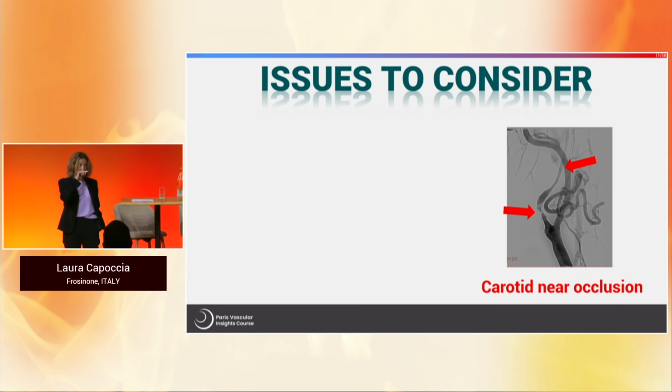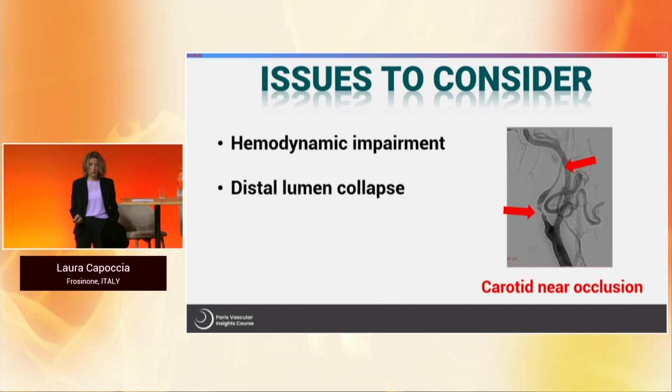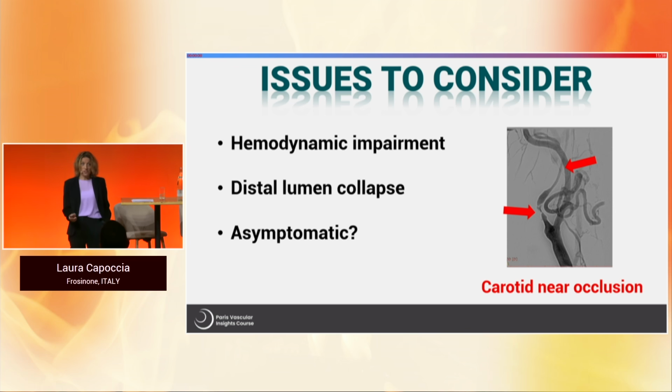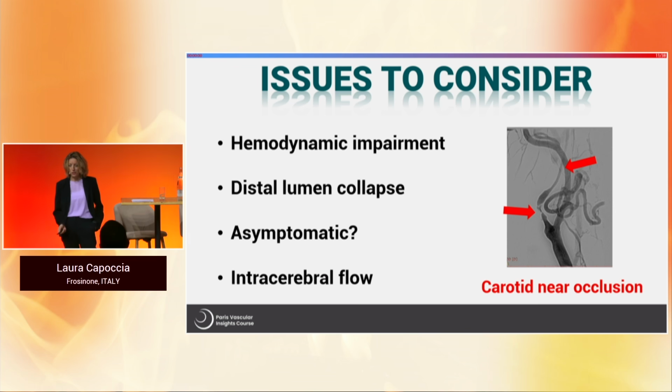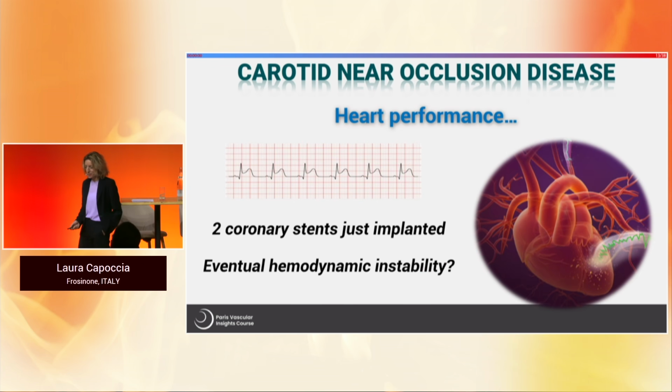So we had some issues to consider. I'm going to discuss them with you. First of all, the hemodynamic impairment, the distal lumen collapse or not. Was this really an asymptomatic patient or not? And of course, the importance of the intracerebral flow. Let's go to see the hemodynamic impairment.